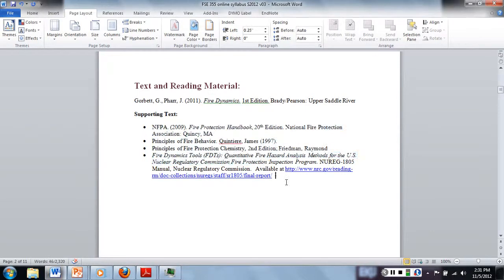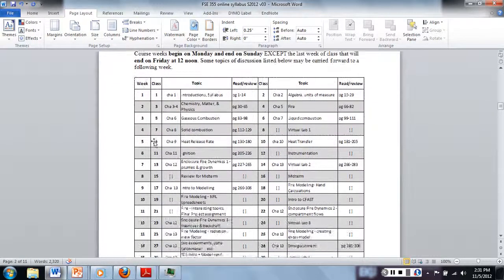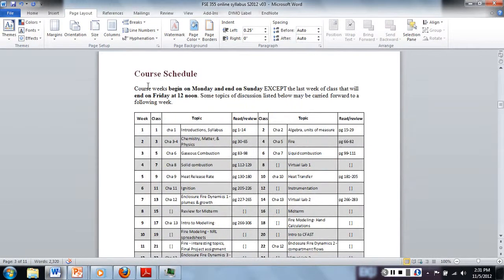The only one we'll really use too much is the Fire Dynamics Tools User's Guide, because we will be using these. But I left these other texts in there because occasionally they come up and become useful, but I wouldn't recommend buying them. Okay, so we have a 16-week course.